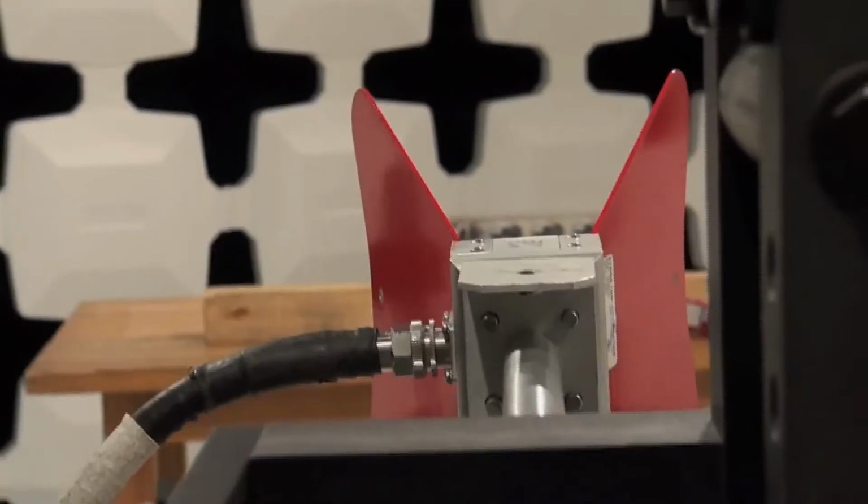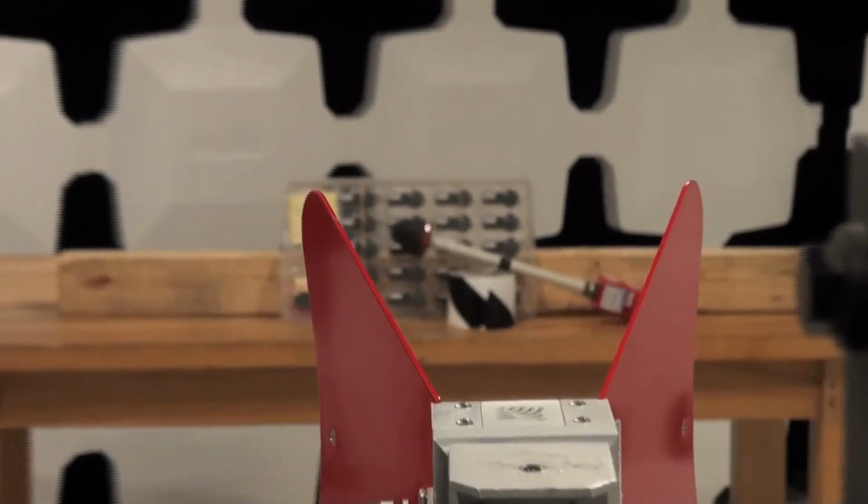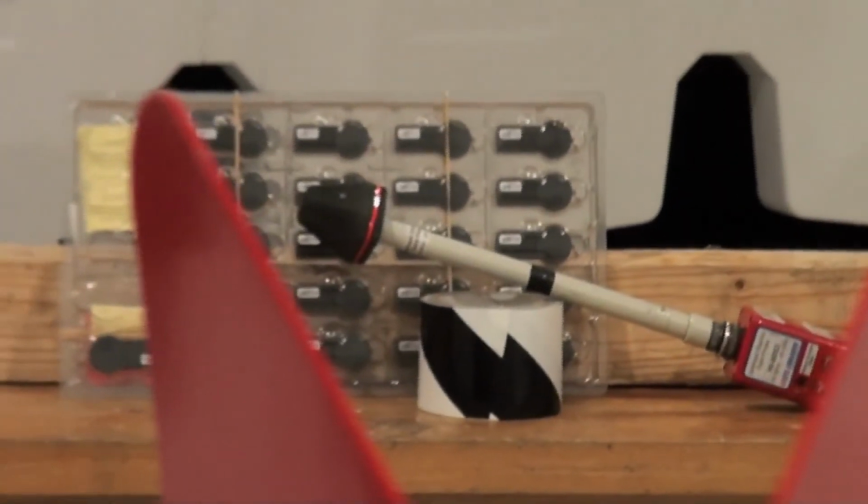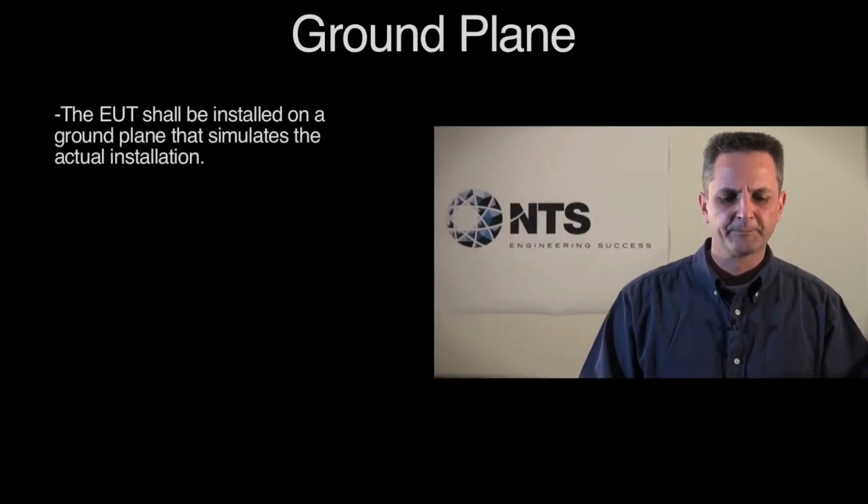Next would be the ground plane. The ground plane used for Mil Standard 461F testing can either be the floor of the chamber for freestanding equipment or a tabletop ground plane used to simulate the actual grounding impedance of the equipment once installed in the test environment. There are a couple requirements for that.